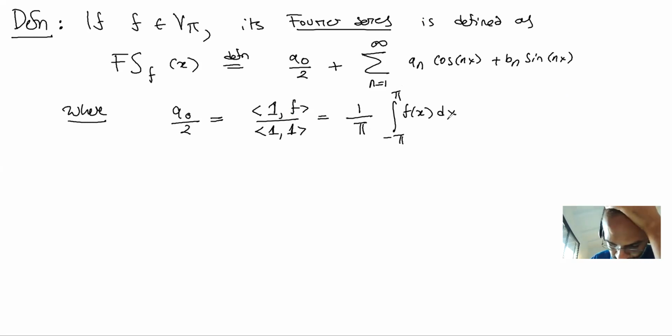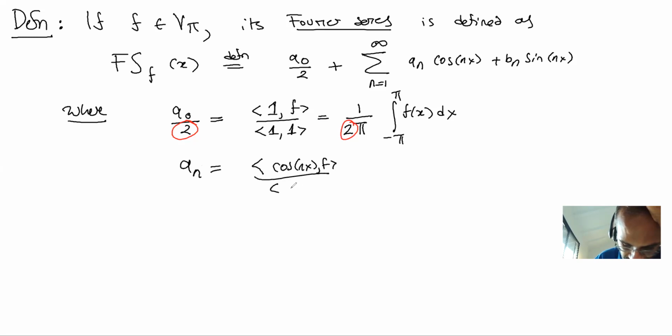Now, okay, so what happened to the 2 here? Sorry, 1 over 2 pi, yeah. And the reason for this 2 is just a sort of historical artifact that we end up wanting the same formula for a naught and an. So what's the formula for an? Well, it's cosine nx inner product f over cosine nx inner product cosine nx.